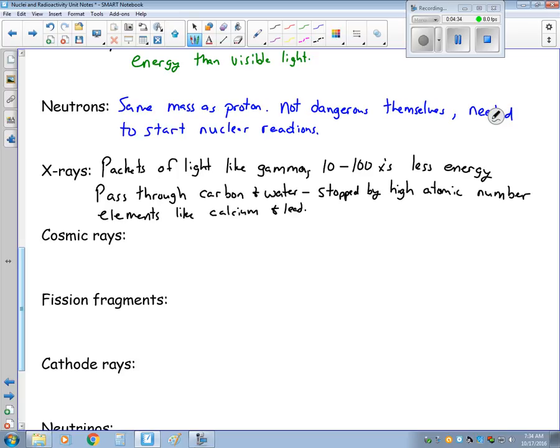So this is why they're really good for taking pictures of inside your body, because our skin and tissues are usually made of carbon and water, but our bones are made of calcium. And then they throw a lead vest on your chest to prevent any of those from damaging any of your internal organs.